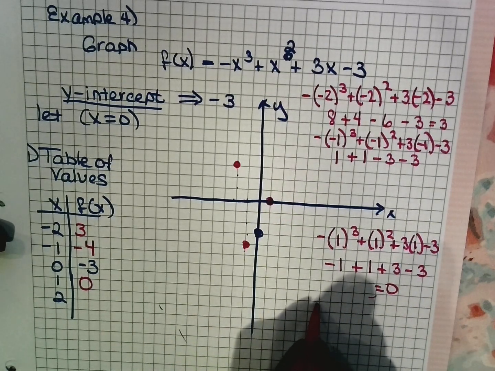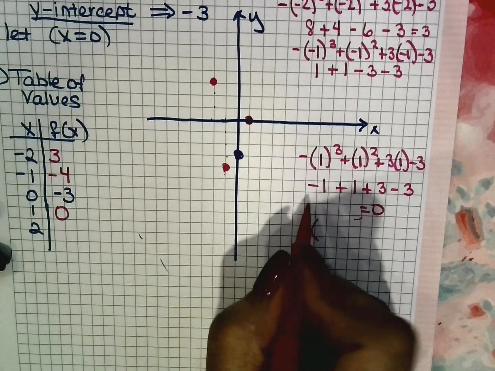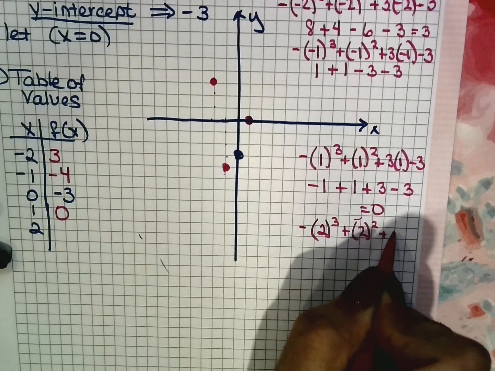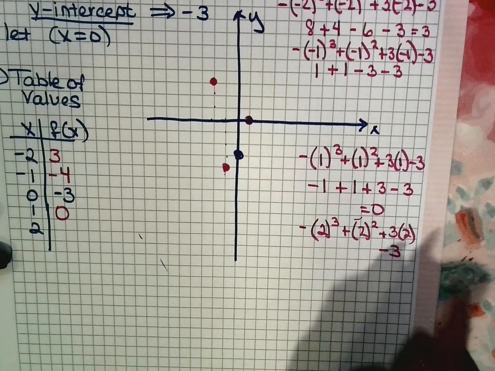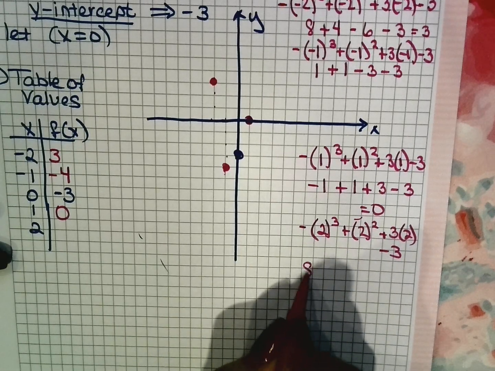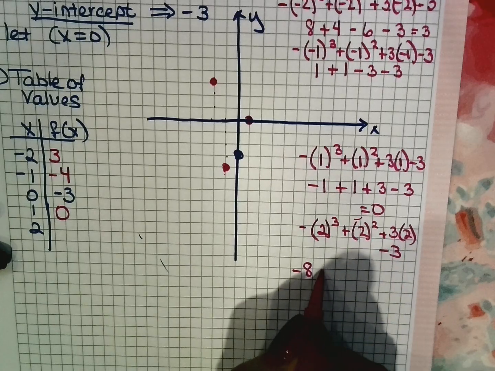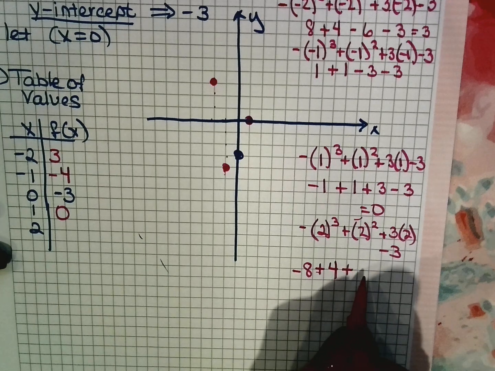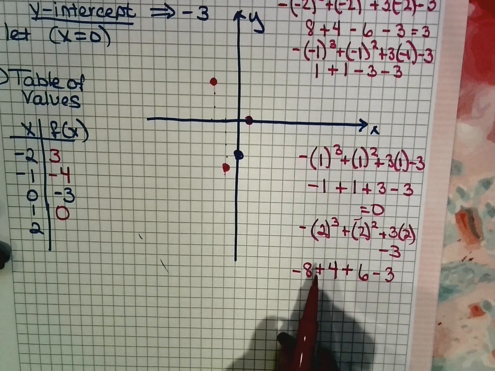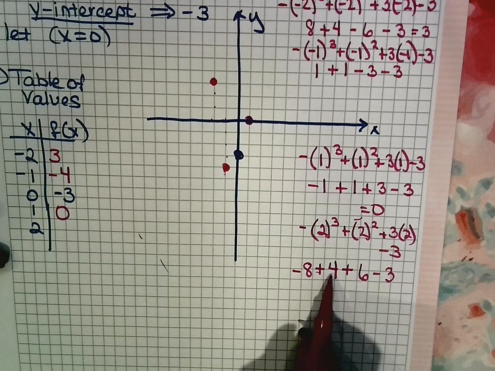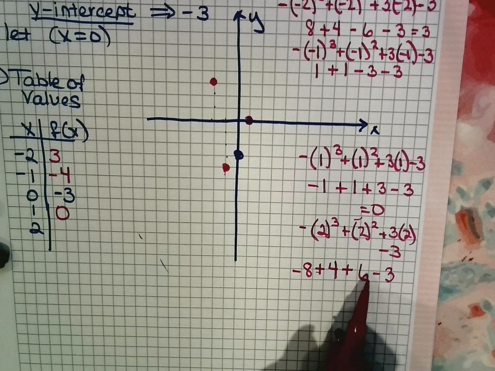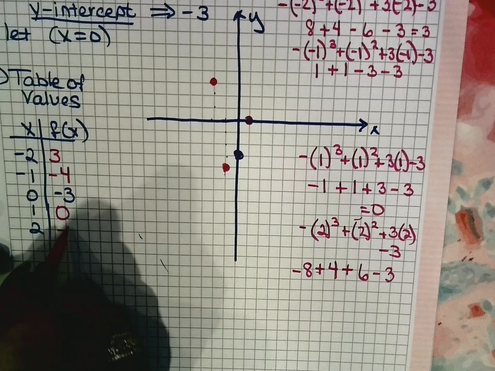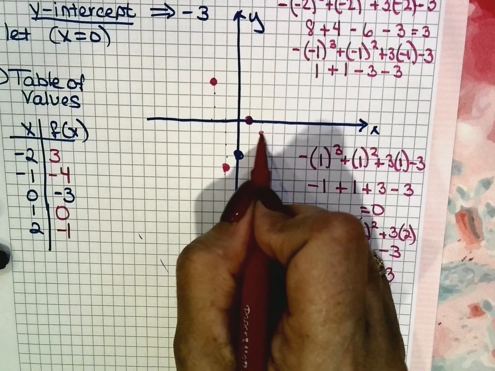And last but not least, we're going to put in a 2. So this is going to be 2 to the third plus 2 squared plus 3 times 2 minus 3. All right, so 2 to the third, that's 8, and you've got your minus out there. 2 squared is 4, so that's plus 4. 3 times 2, that's 6, and then minus 3. So negative 8 plus 4, that's negative 4. Negative 4 plus 6, that's 2. And 2 minus 3, that is negative 1. So at 2, we are at negative 1.